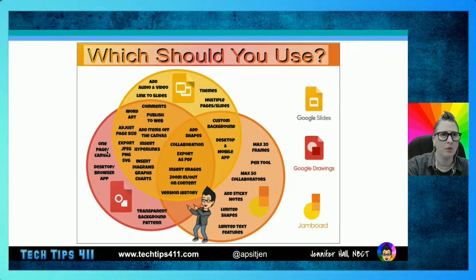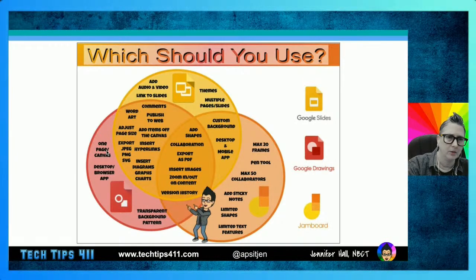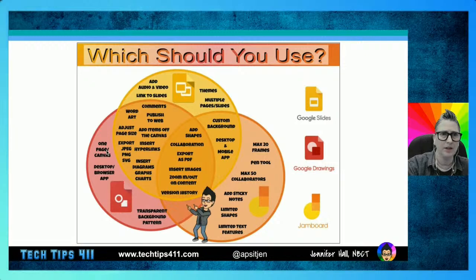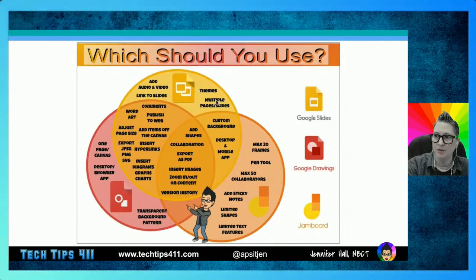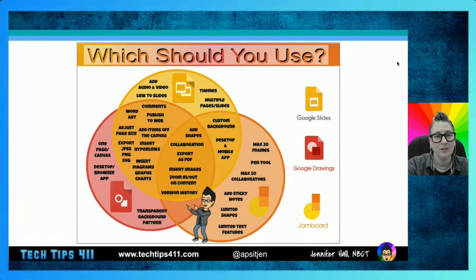If you only want one page, you're going to go with a Google Drawing. If you want to only have 20 slides or frames, then Jamboard. If you need to have multiple pages, or you want to be able to add in video and have themes and be able to change the background, then you're looking at Google Slides. But we're going to talk about a number of different activities, and I'm going to give you use case examples for each one of those.